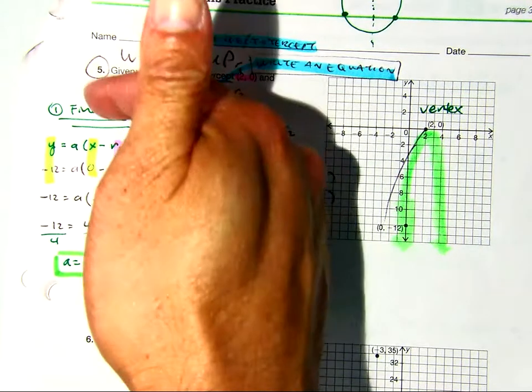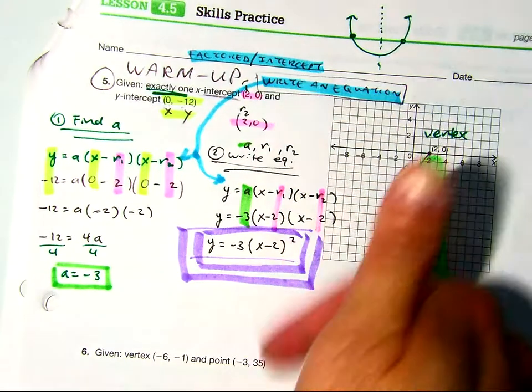Partner A, explain how to find your a value. Partner B, explain how to write your equation. Ready, set, go.